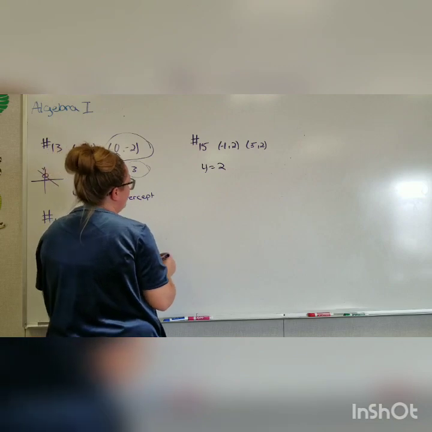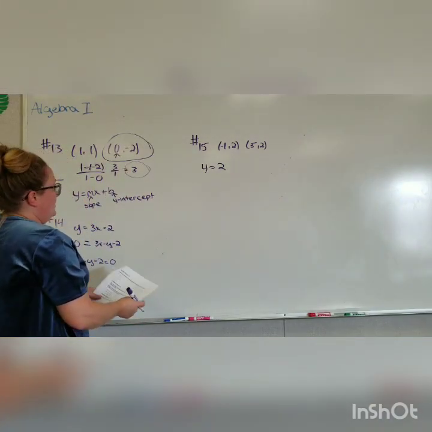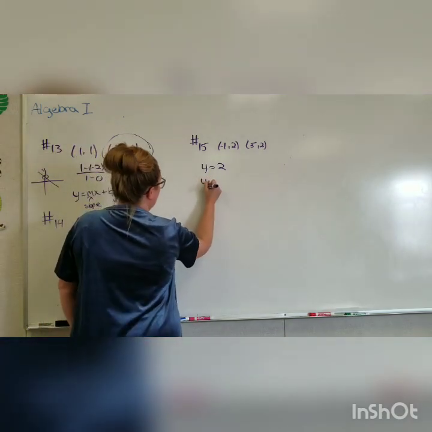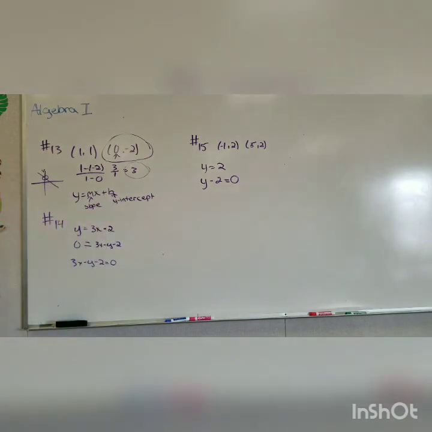And then in general form, which is what they want in this problem, you have to move the 2 over here with the y. y minus 2 equals 0. Now it's in general form of the line.